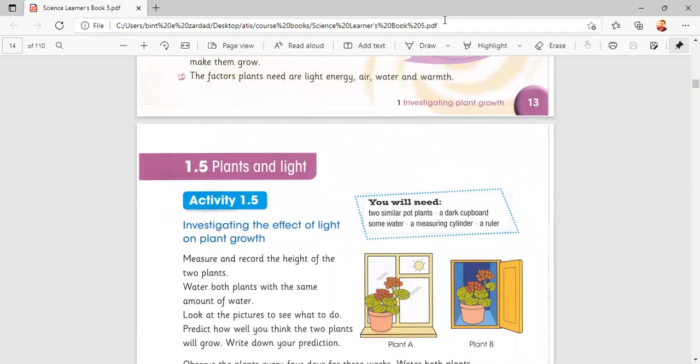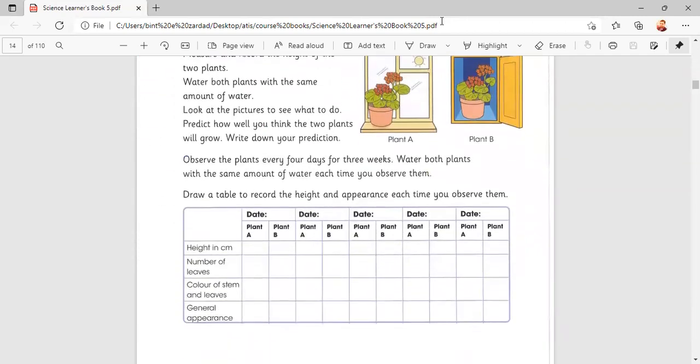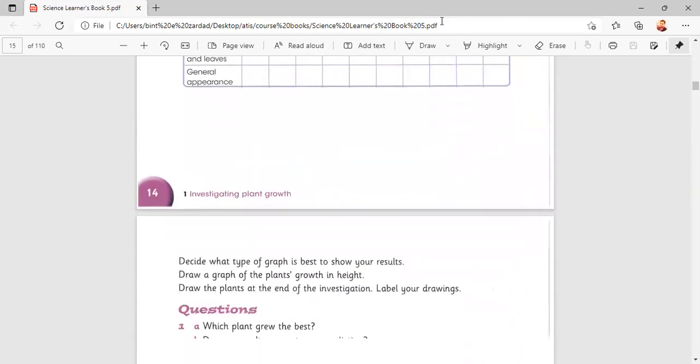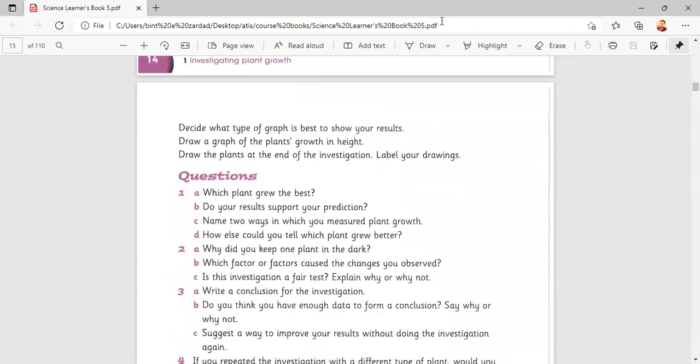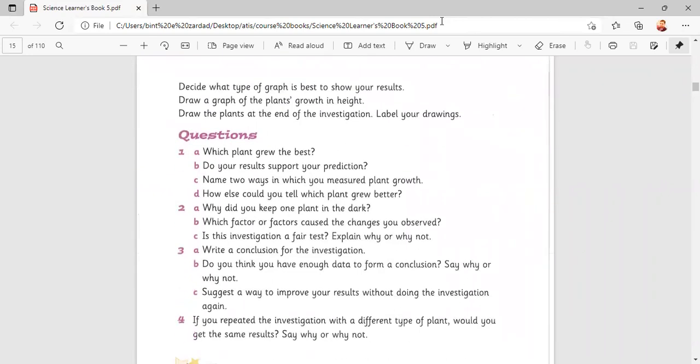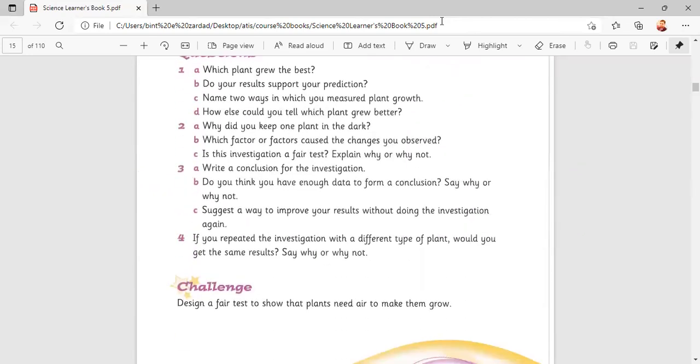In the science learner book, grade 5, we mostly have activities, and after activities we have different questions. So you can see here a table. This is about the plant's record: height in centimeters, number of leaves, increasing or decreasing, color of stem and leaves, and after this, general appearance, whether it's looking healthy or unhealthy.